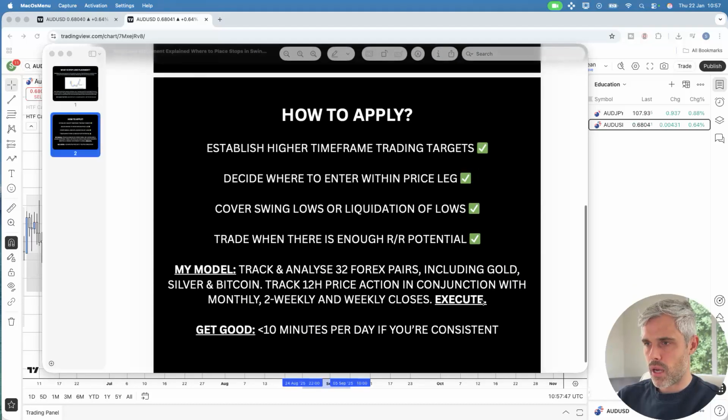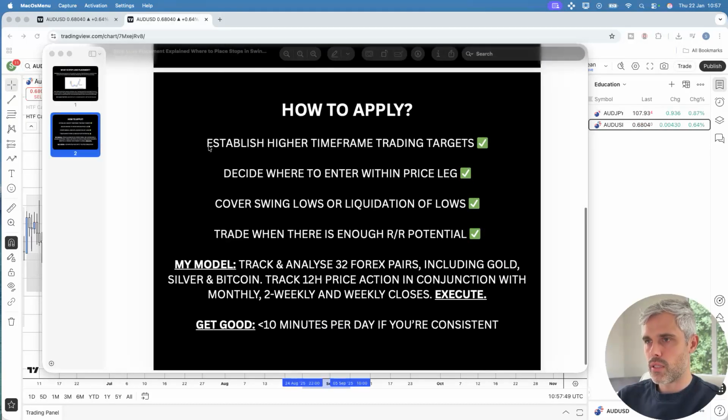So how do we actually apply this? So first and foremost, you need to establish your higher time frame trading targets. You need to understand what areas of external range liquidity are being raided or liquidated, and where is price heading next. Once you know that, you can decide where to enter within the price legs that take you to your target. You have two options. You cover the swing low, or you cover the liquidation of lows. And I'm going to create more videos looking at examples of this, because there are always nuances, but they're effectively the two areas that you want to cover with your stop loss to hit more winning trades.